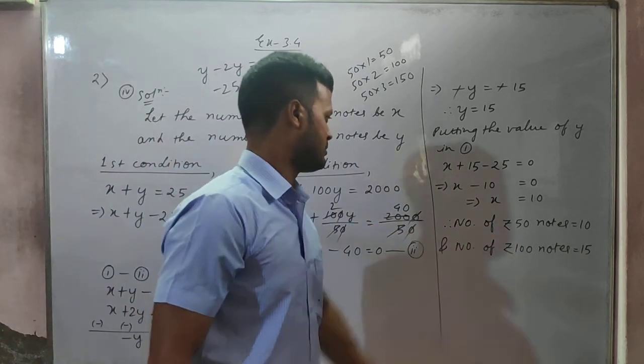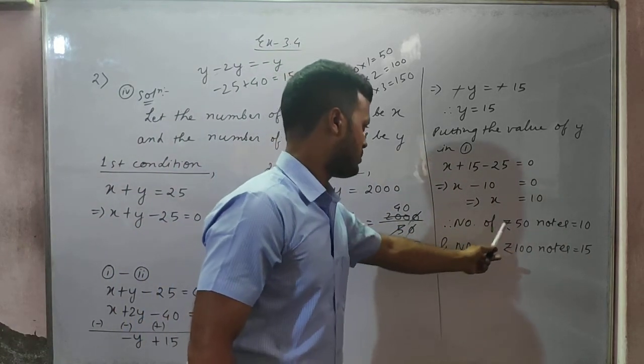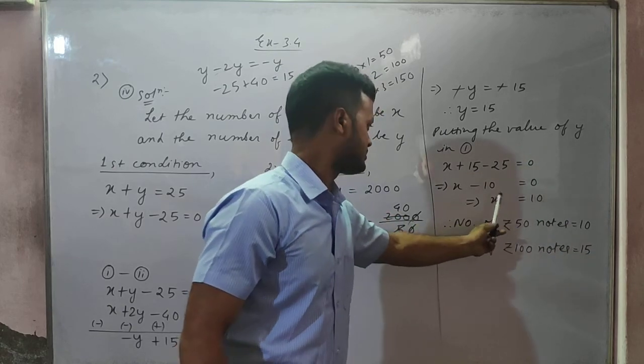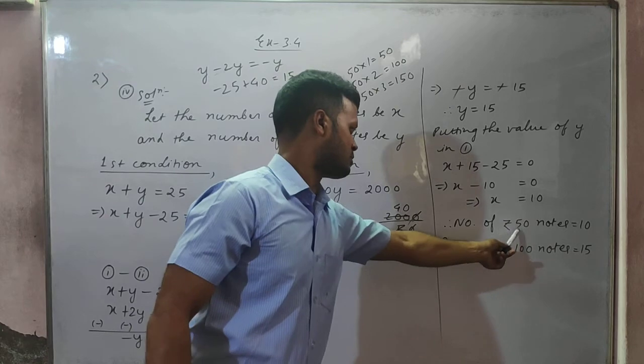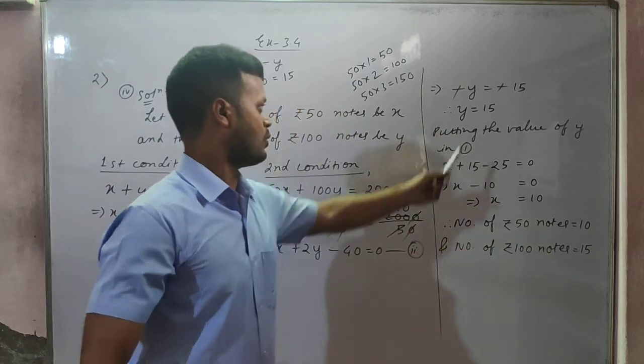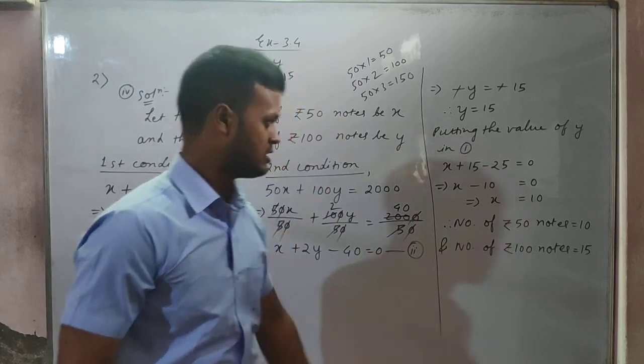So therefore number of rupees 50 notes is how much? Rupees 50 notes means x. What is the value of x, students? 10. So the number of rupees 50 notes is 10. And y means 100 rupees notes. The number of rupees 100 notes is 15. So 10 and 15.